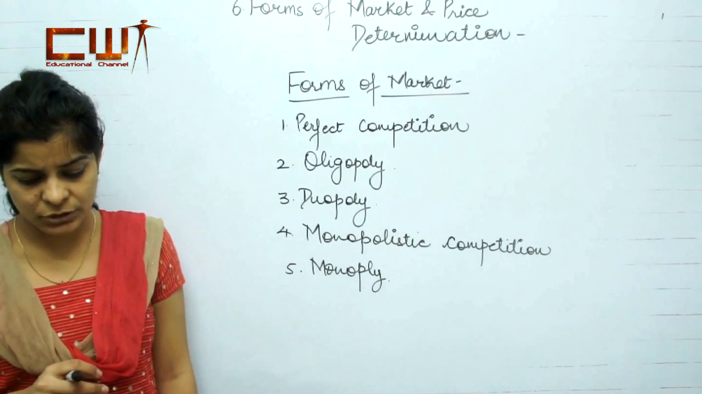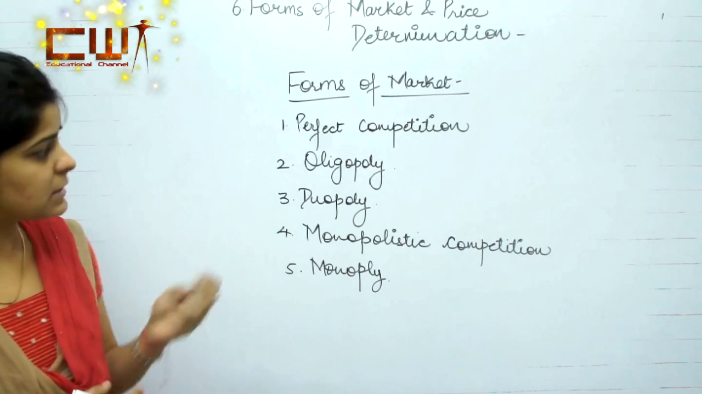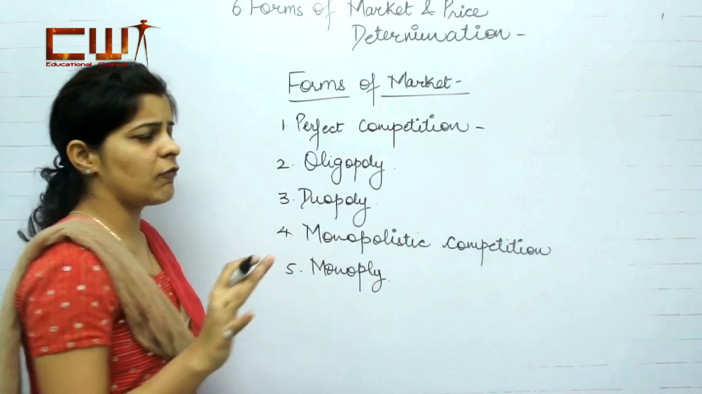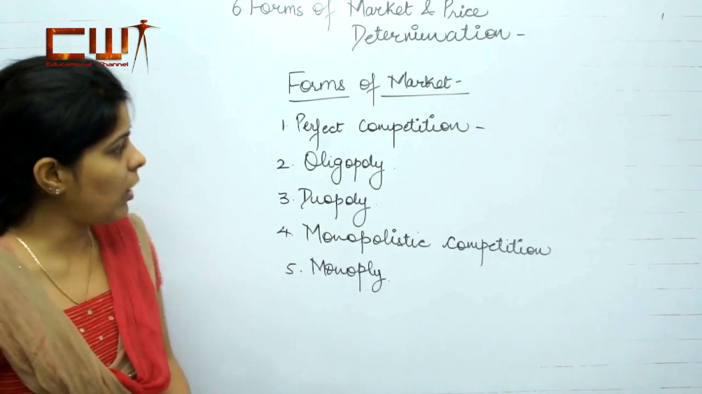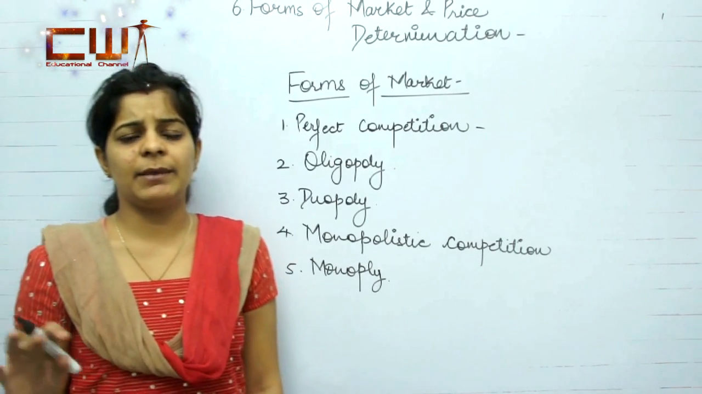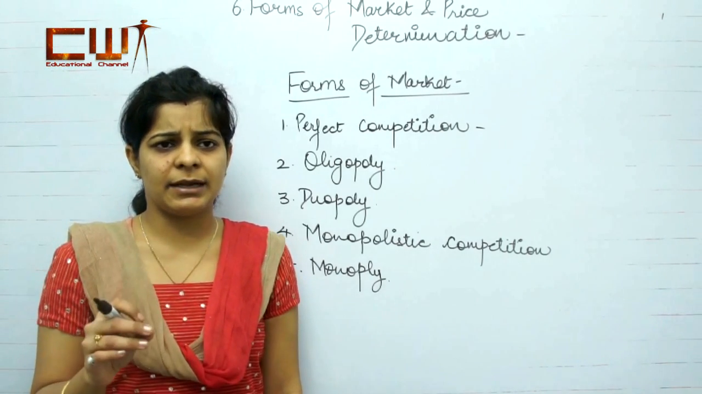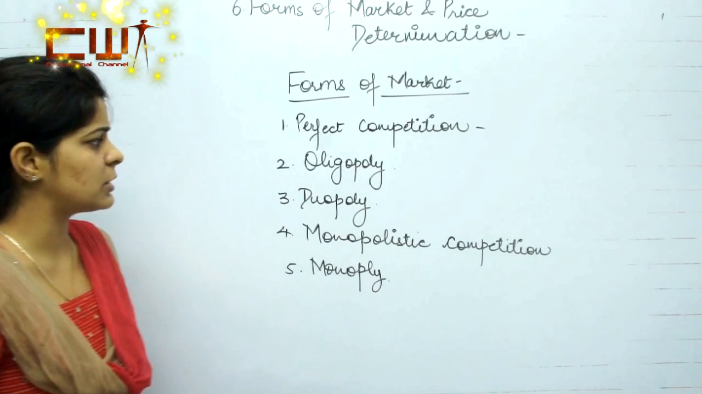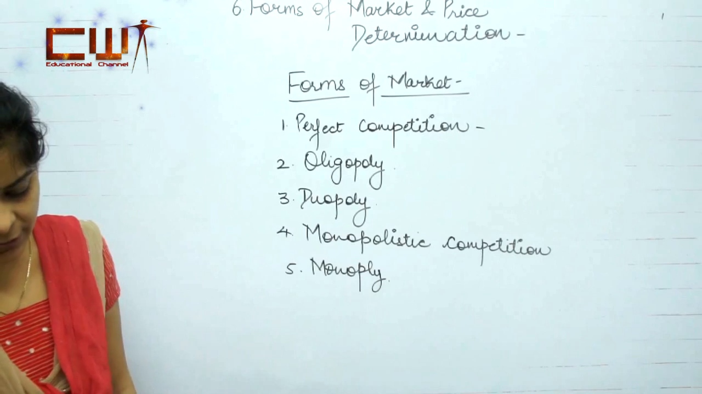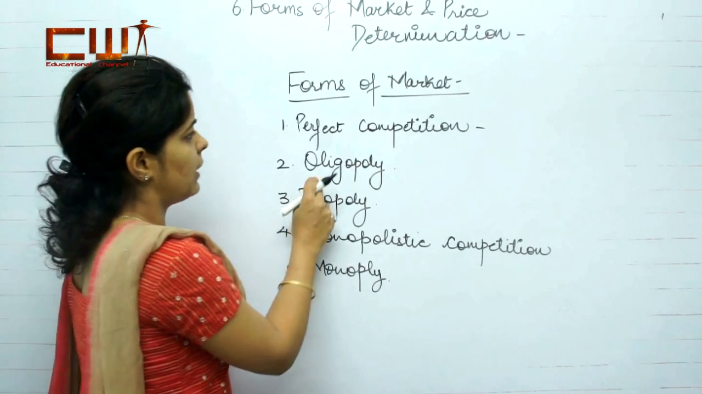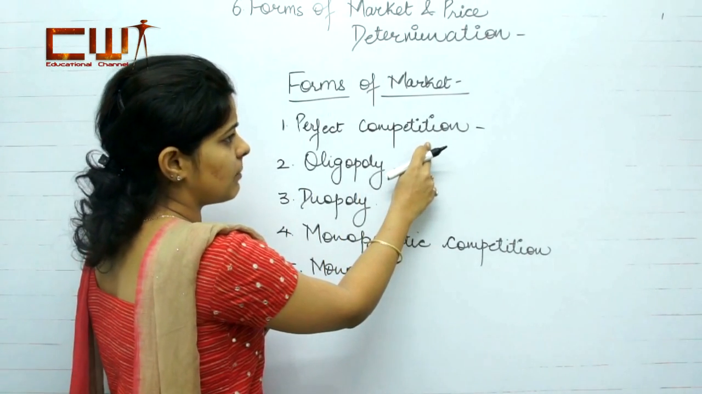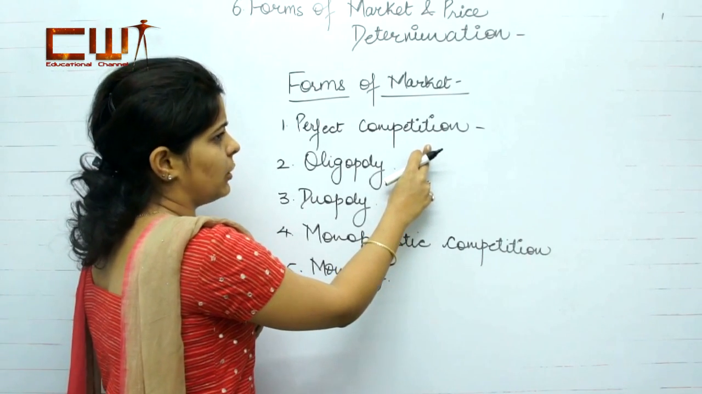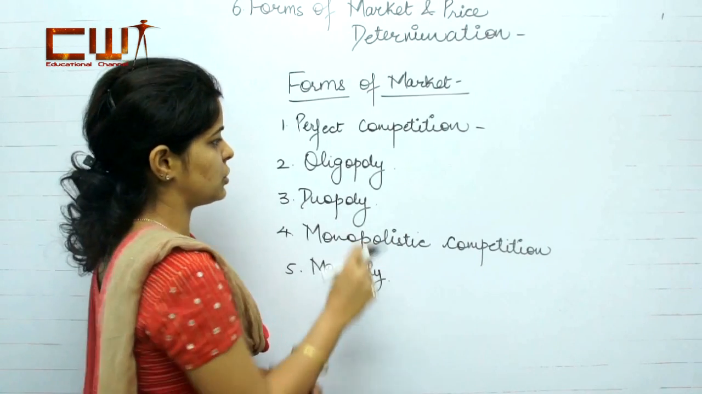Under perfect competition, you have a large number of buyers and sellers, and all are selling the same type of goods. The products that they are dealing in are homogeneous in nature. That is perfect competition. Next is oligopoly, where there are few sellers who control the market. In perfect competition, all the sellers are selling the same kind of product. There is no product differentiation.